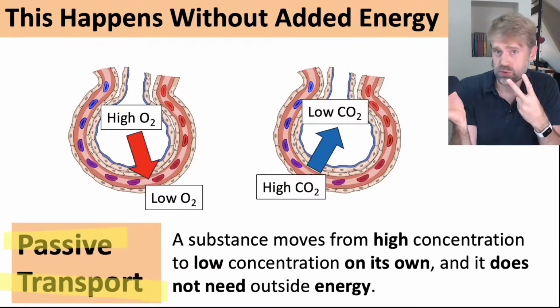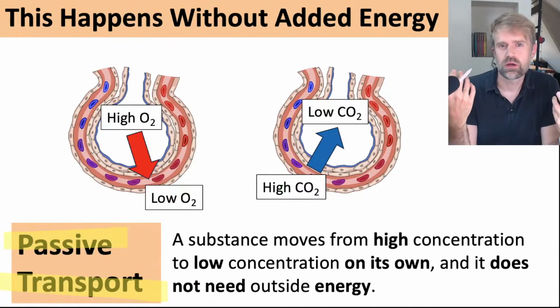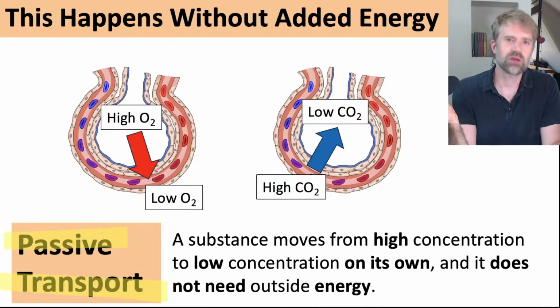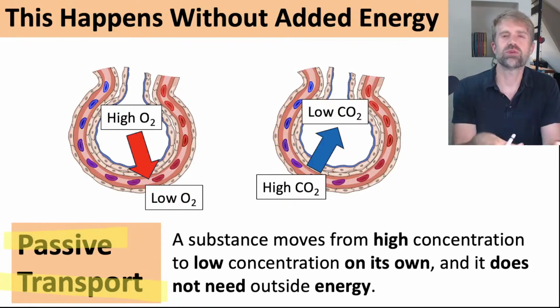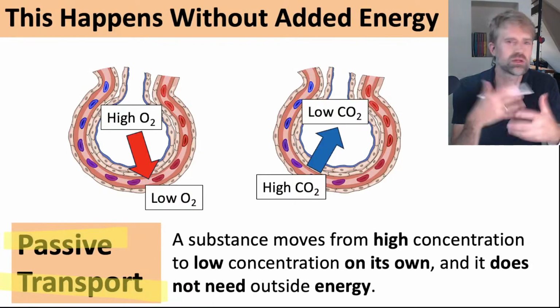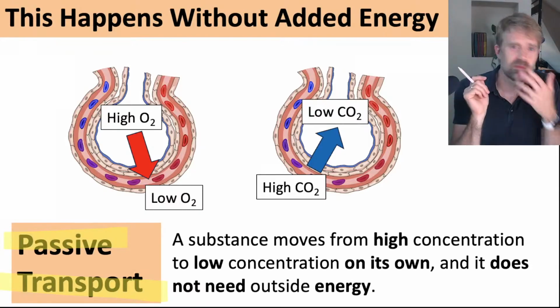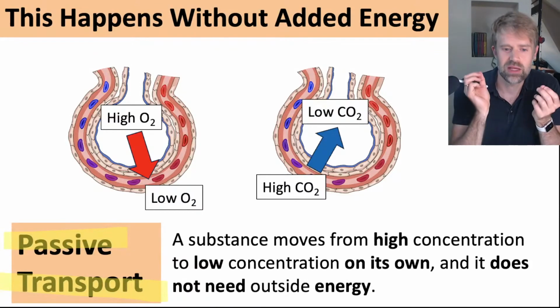Two other examples that we just saw in the lungs: passive transport, oxygen from the lungs into the blood. Passive. It just happens. You don't need to add extra energy. Passive transport, carbon dioxide diffuses out of the blood into the lungs. Passive transport. It just happens on its own. Cigarette smoke, spreading out through a bar. Passive transport. It just happens on its own. All right? You don't have to put in any extra energy.